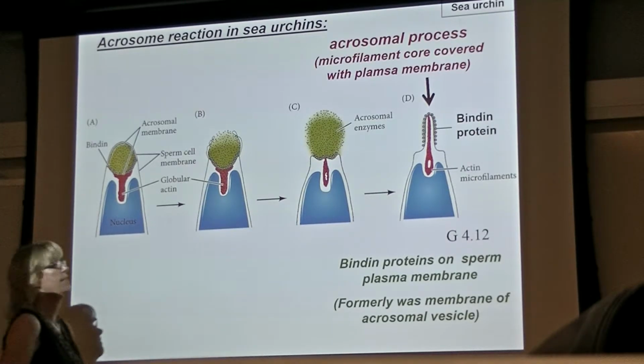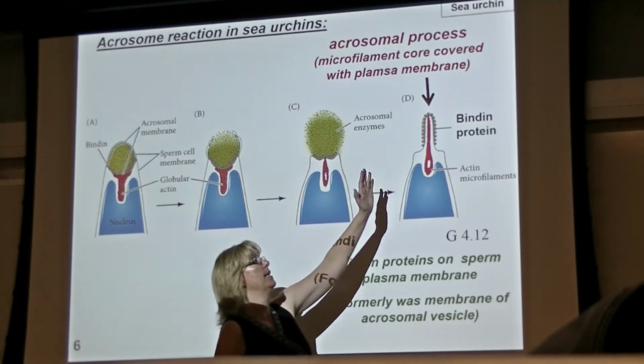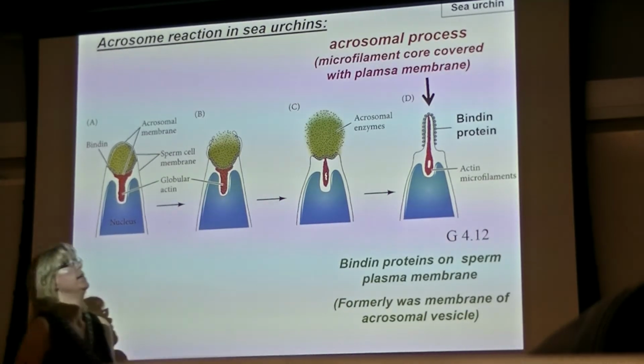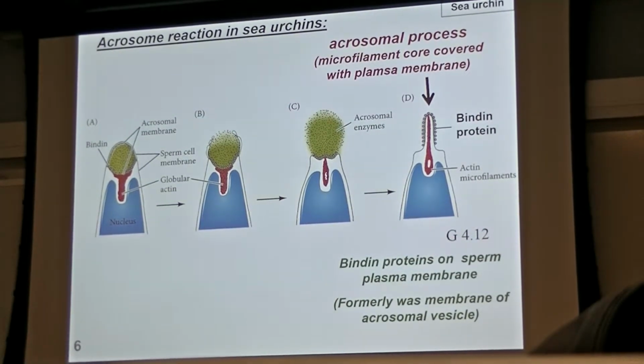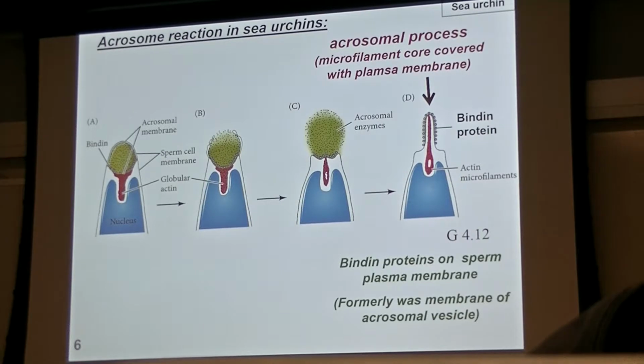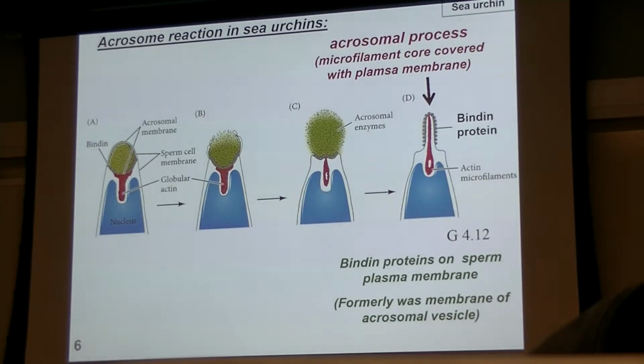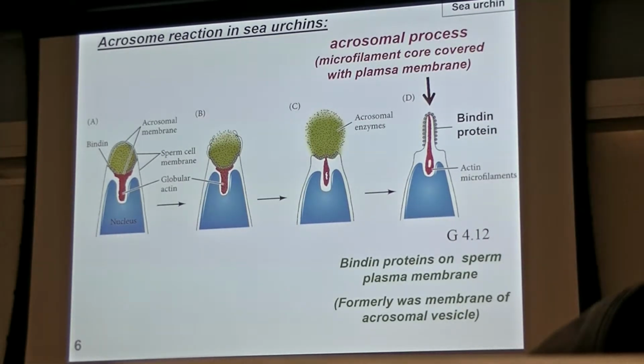So just some terminology: you have the bindin proteins. This long extension is known as the acrosomal process. And so the acrosomal reaction has now occurred. Any questions on this?